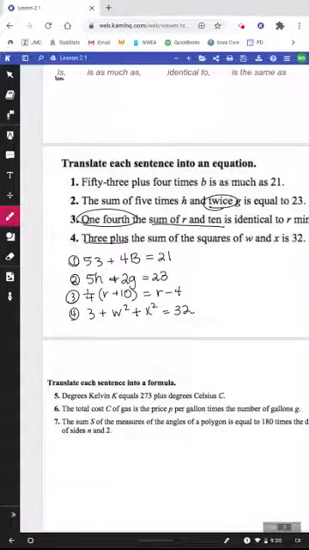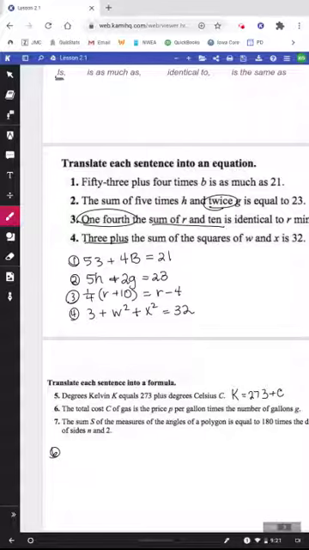Translate each sentence into a formula. Degrees Kelvin, and we're going to let it be K, equals, so I'm putting equals behind it, 273 plus degrees Celsius, which they said put as C. So I have K equals 273 plus C.